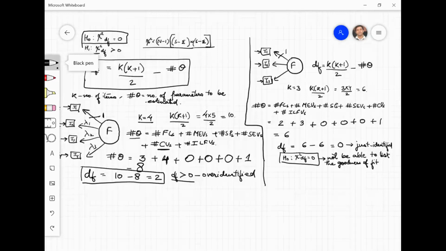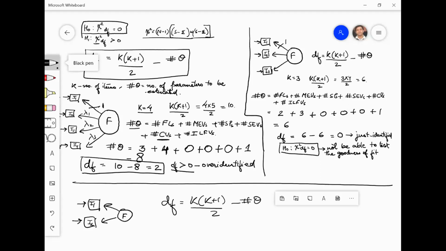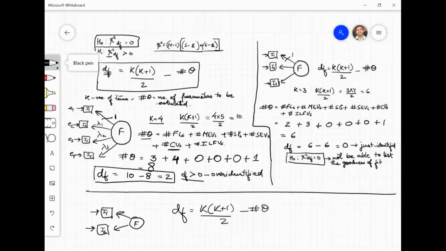Just do one more example and then I will take questions. Just quickly do one more example. This should be a cakewalk now. What will be the degree of freedom? Okay, so it is k(k+1)/2 minus hash theta. Everybody do it in your notebook. I'm giving you 1 minute before I start writing. Don't tell the answer, just solve it in your notebooks.